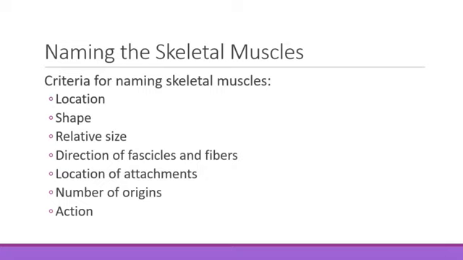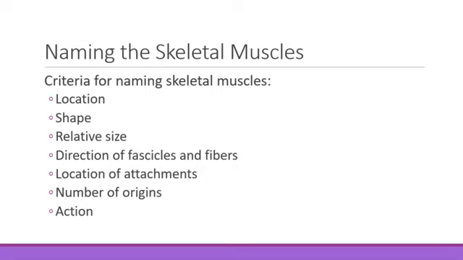For relative size, we have words such as maximus, which means largest, minimus, which means smallest, longus, which means long, and brevis, which means short. So we're going to encounter the gluteus maximus muscle. This is the largest muscle within the gluteal region. We've seen the adductor pollicis brevis muscle. Again, that muscle has very short muscle fibers.